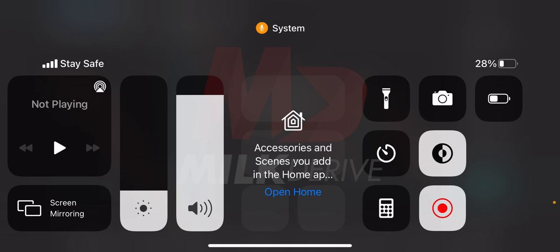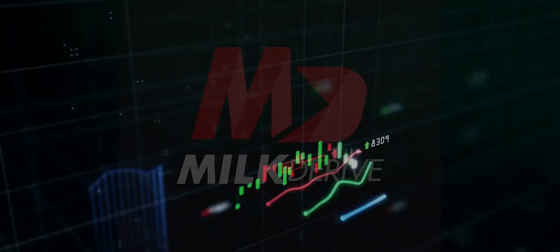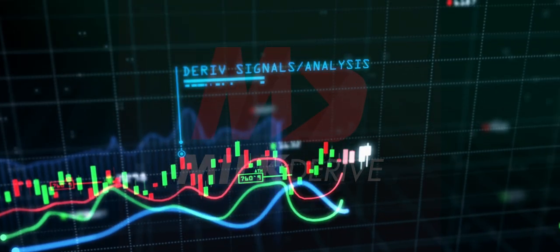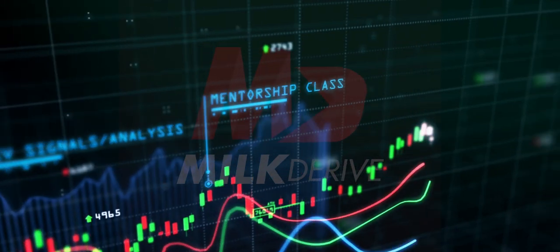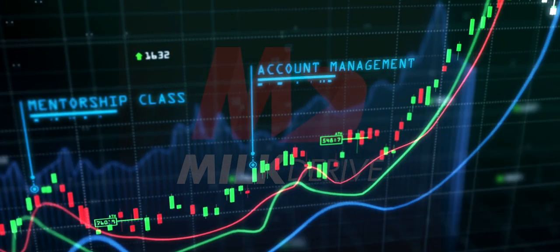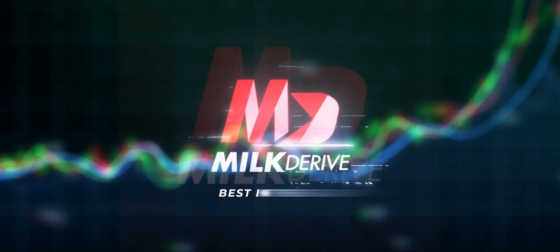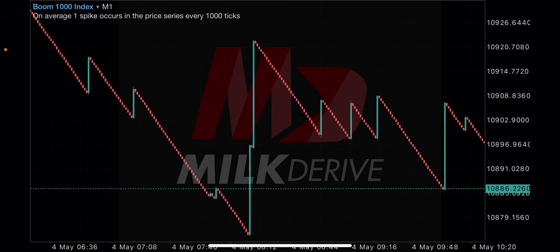So moving into the boom indices, there's boom and there's crash. This is boom 500, this is boom 1000, crash 1000, crash 500. This is the boom index, and this is the crash index.